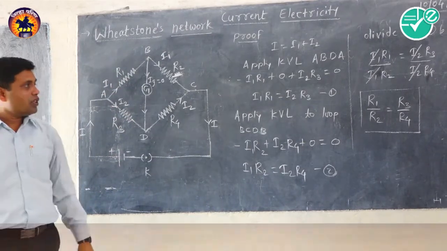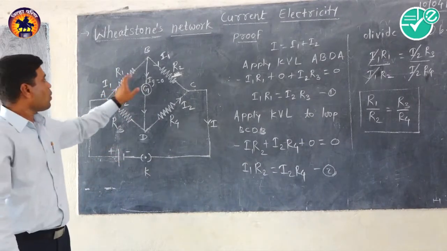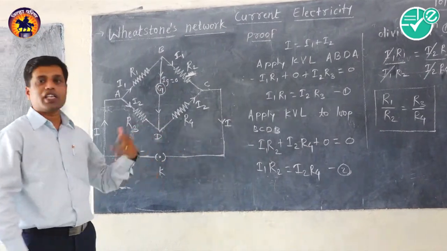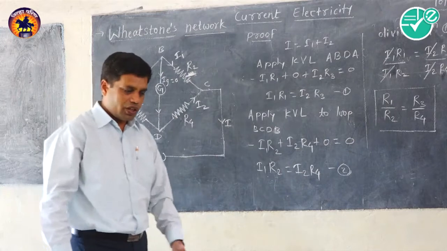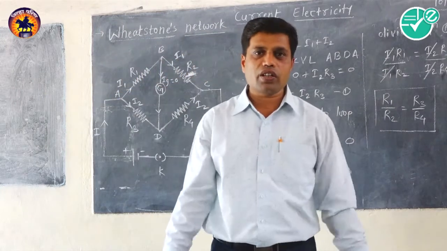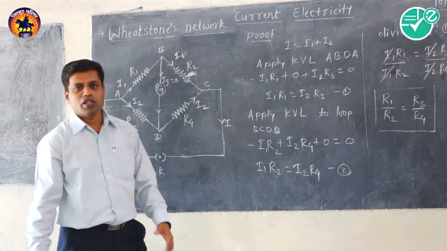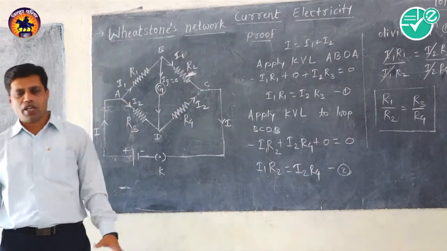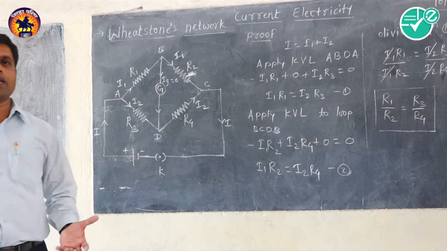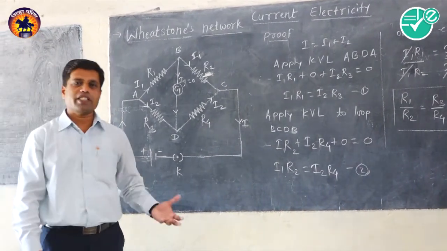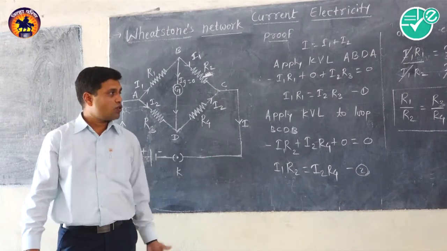In that condition, the ratio of R1 upon R2 to the ratio of R3 by R4 is equal, and this is the condition and this is the proof of Wheatstone's network in balanced condition. This is very simple proof. This question is regularly asked in examination. So many numericals will be asked on this question in the NEET and JEE examinations.